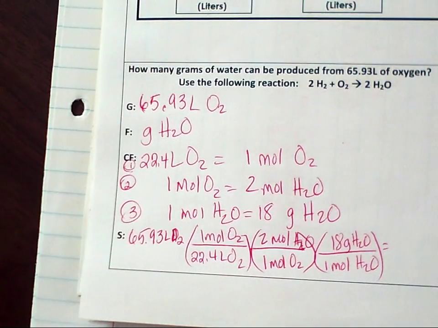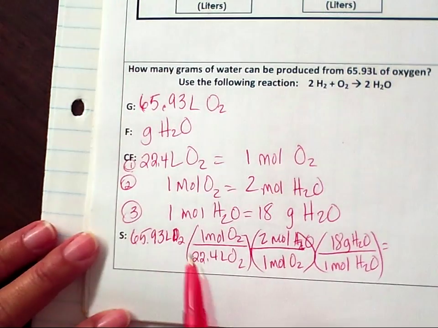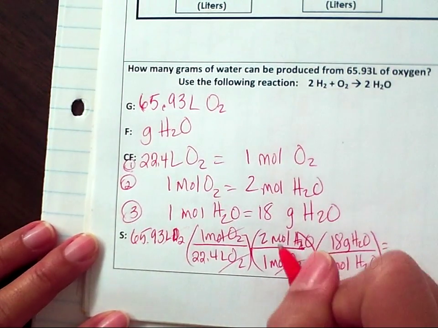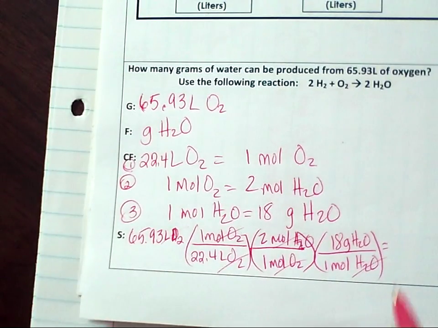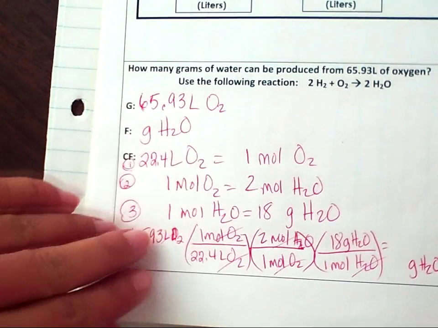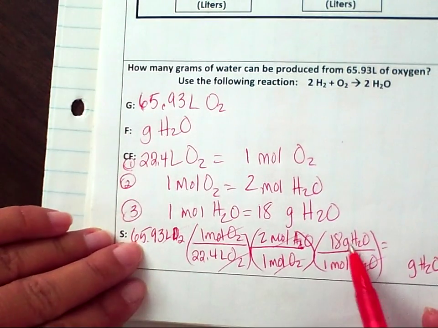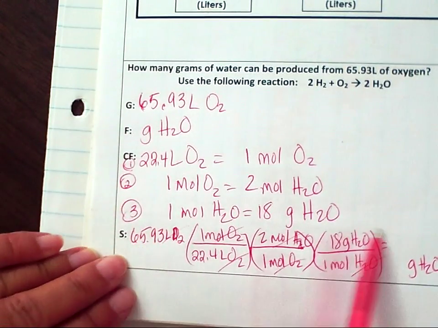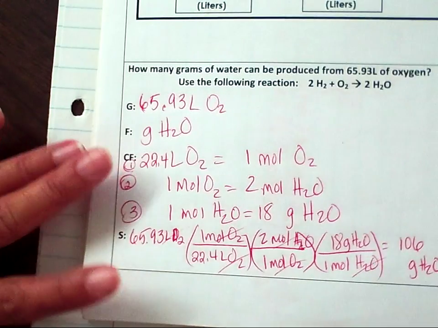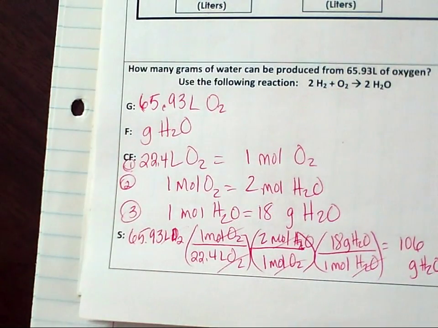Okay, is anybody able to calculate this? Now, realize liters of O2 cancel, moles of O2 cancel, moles of H2O cancel, and you will have grams of H2O. What do we get? This will all cancel except the 18? Yeah, well, the units cancel. You still have to plug in the numbers. I get about 106. I don't know exactly, but make sure you get that same answer and that you do know how to plug it into the calculator.